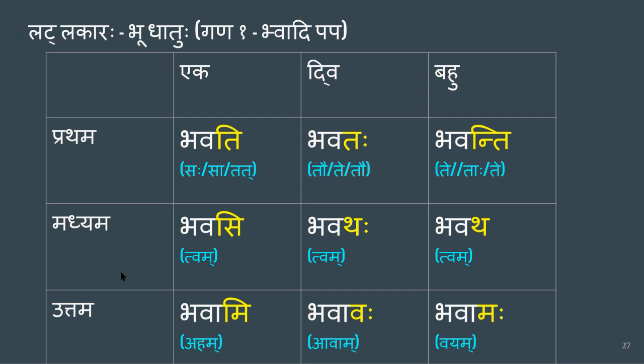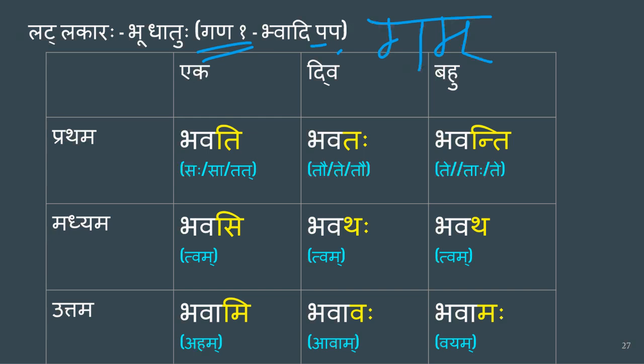Okay. Another example of this prathama gana dhatu. Before moving on to the next gana, we will use another example which belongs to this gana, gam dhatu. Gam dhatu also comes in the prathama gana and parasmaipadi. Okay.